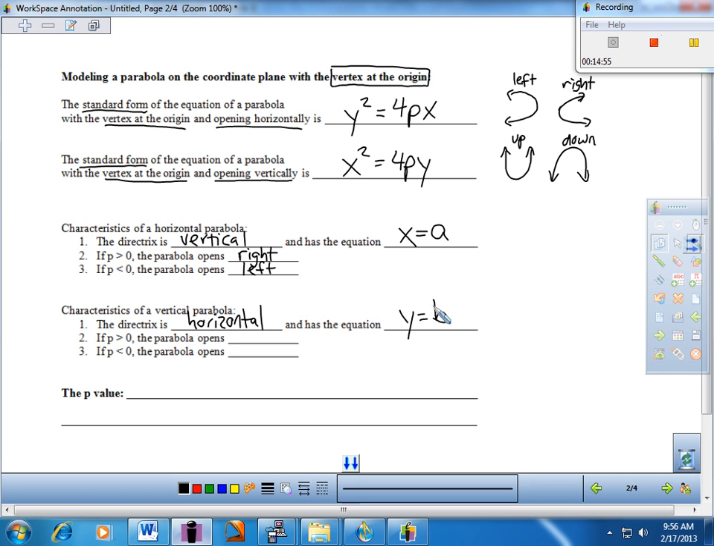I guess I would ask you, what do you think your intuition would tell you, up versus down? Which do you think is which there? So if that p-value is positive, then the parabola is opening up. And if that p-value is negative, then that parabola is opening down. So when I give you an equation, which I probably will in just a few minutes here, the first order of business is to make a determination. Which of the four directions is that parabola opening? Is it left, is it right, is it up, or is it down?